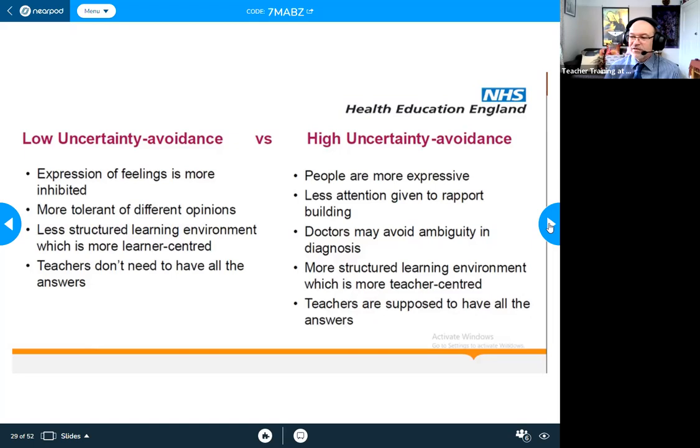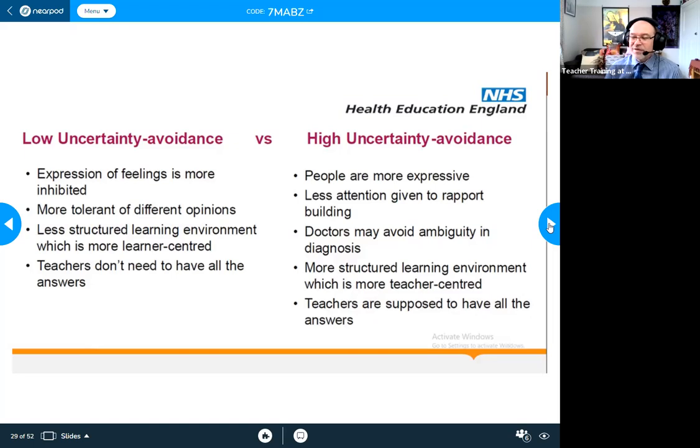Whereas with high uncertainty avoidance, the expectation is for highly structured lessons. Teachers do have all the answers. And there's less attention given to building rapport with students. Something that we stress is highly important in our teacher training program. Building rapport with your learners is something we consider to be highly important, but we also need to recognize that there are cultures where that isn't expected. It's not the expectation and not the norm.